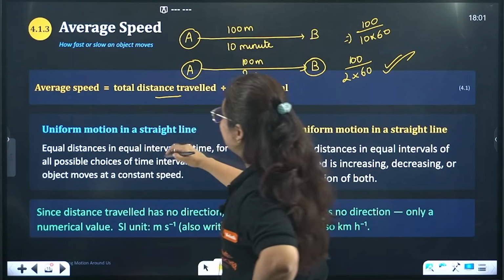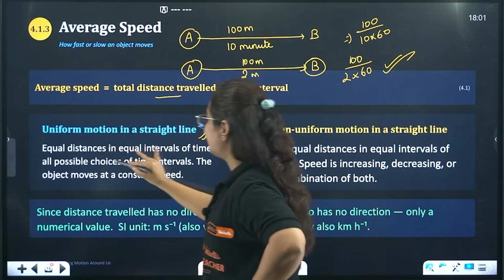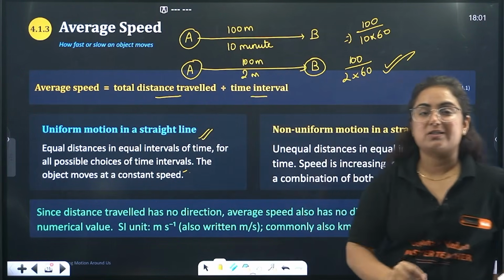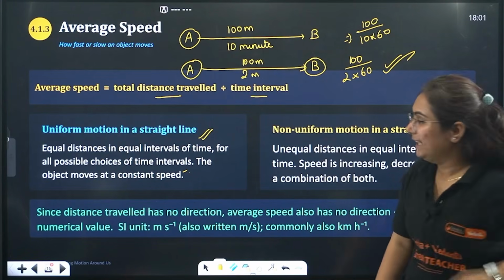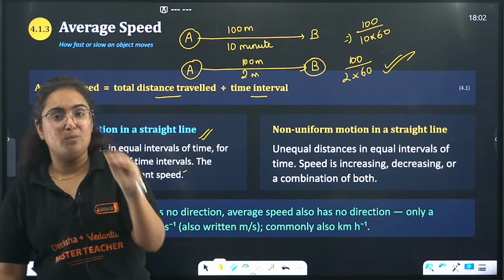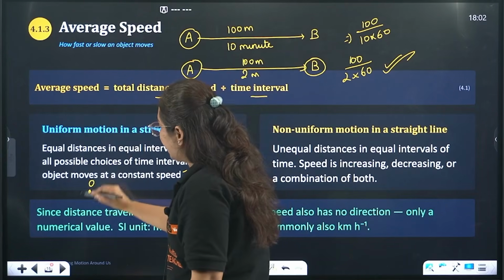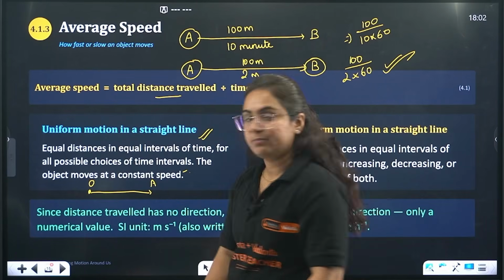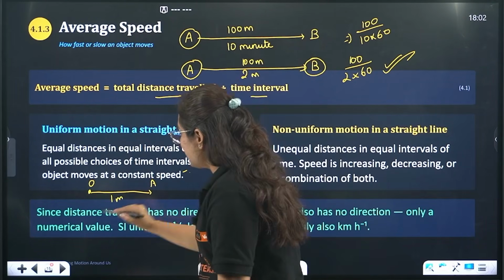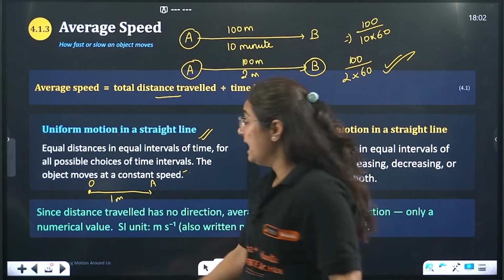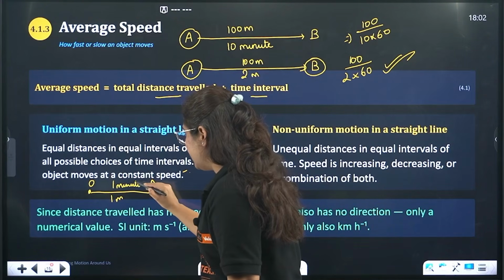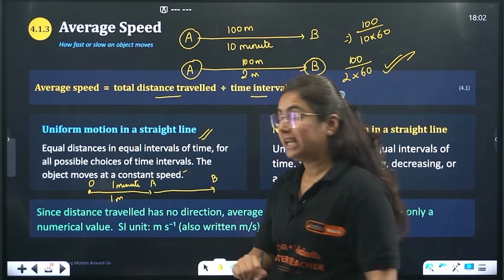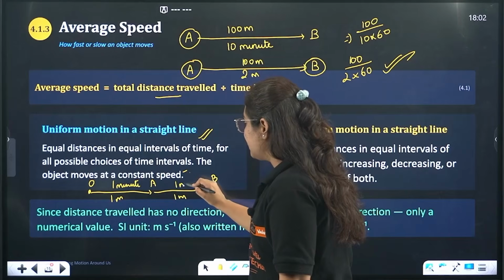We will calculate this as uniform motion in a straight line: equal distance in equal intervals of time for all possible choices of time interval. The object moves at a constant speed. Whenever a person moves in uniform motion, for example, you are at point O, you started riding your cycle and reached point A. This point is just 1 meter away from your original position and you took 1 minute to cover that. Now you took a pause there, but again you started and moved towards point B in the same time, so the same distance is covered by you.